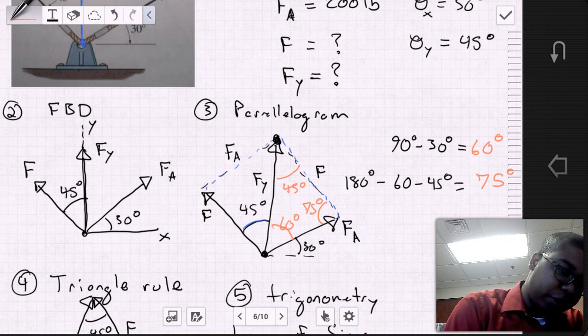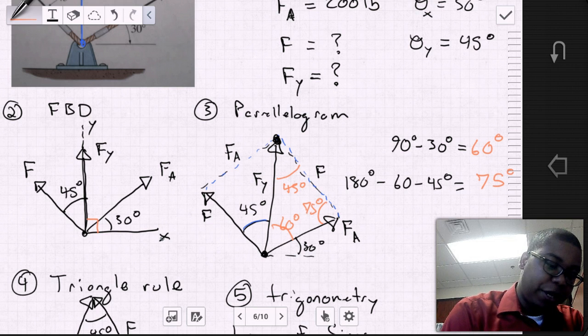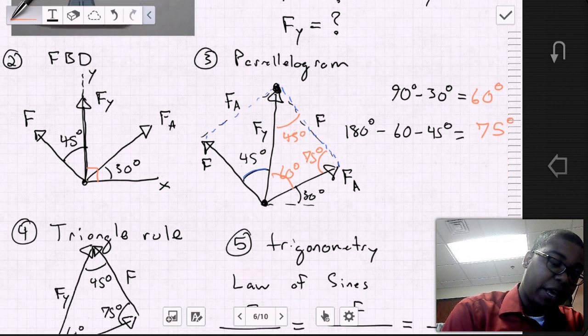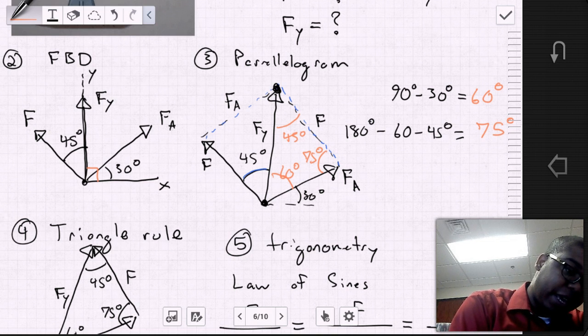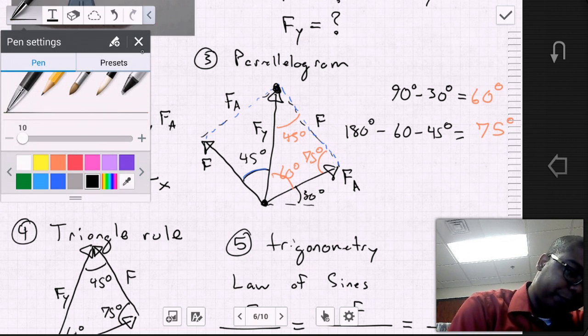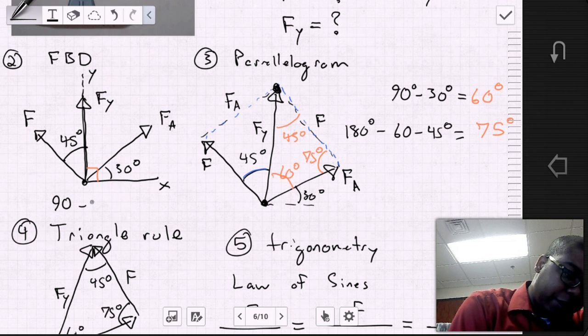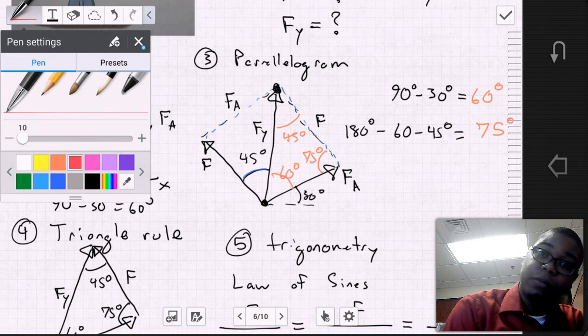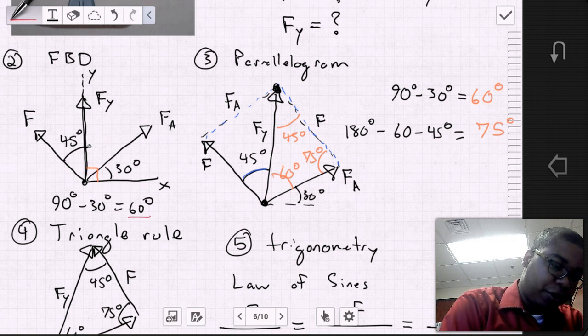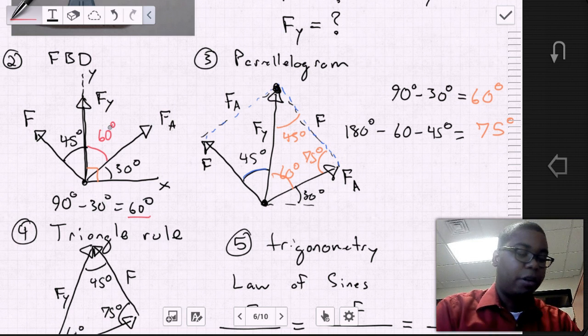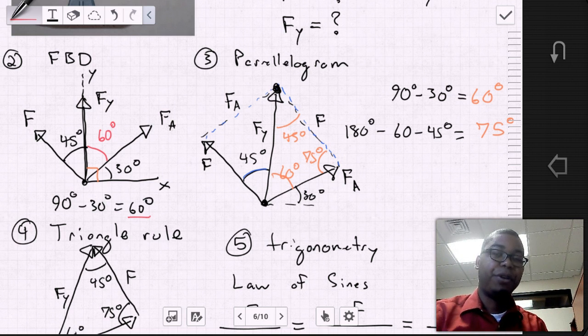So we know that the angle between the x and y axis is 90 degrees, and we can find the angle between Fa and Fy. So let's go ahead and do that. That angle will be 90 degrees minus 30 degrees is equal to 60 degrees, right? So the angle here that is in between vector Fy and Fa is 60 degrees. And this is useful information that we can use, okay?